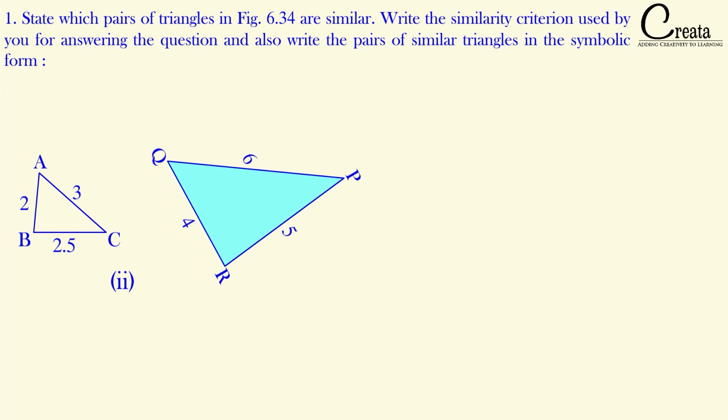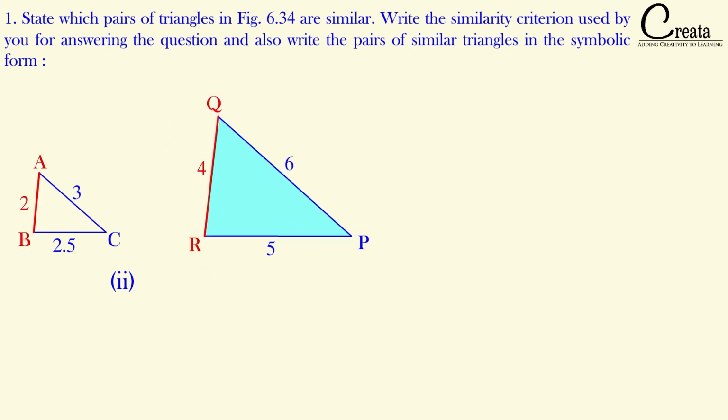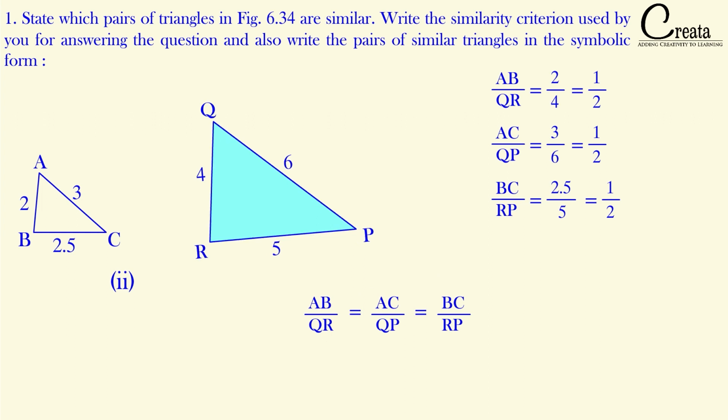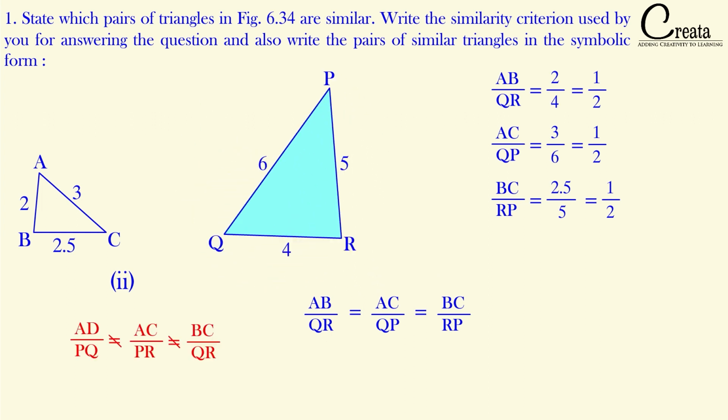If we rotate this triangle, now the side 2 is matching with side 4, side 3 is matching with side 6 and side 2.5 is matching with side 5. Basically 2 by 4 is 1 by 2, 3 by 6 is 1 by 2 and 2.5 upon 5 is 1 by 2. Now we can say the corresponding sides are matching. Basically the first time we have not taken the right corresponding sides. We have taken the wrong ones.